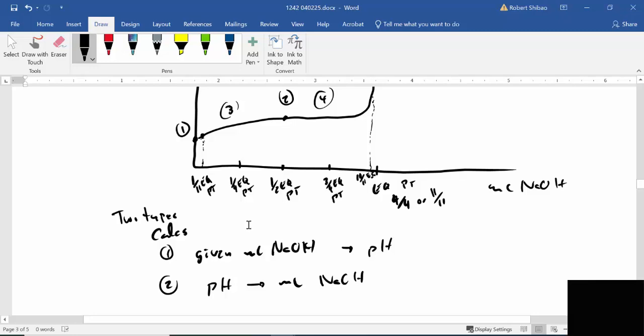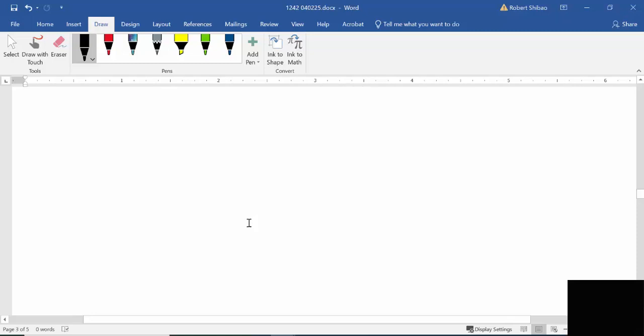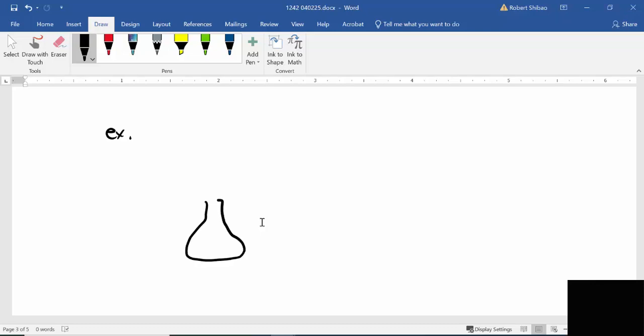So we'll just do an example here. The example is going to be a titration in which we're going to titrate a sample of acetic acid. So we'll go with 0.100 molar acetic acid. And then we're going to titrate this with, I'm going to keep the numbers simple, 0.100 molar sodium hydroxide.